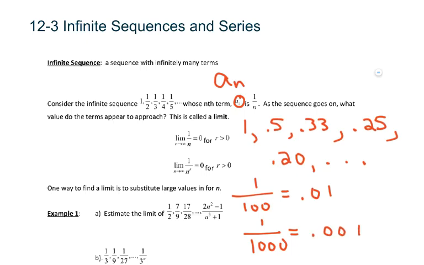Well, I've already gone up to 1 over 1,000. The numbers keep getting smaller and smaller, and when numbers are getting smaller and smaller, we say that they approach 0. We've actually done this before, but we didn't call it a limit. We called it a horizontal asymptote.